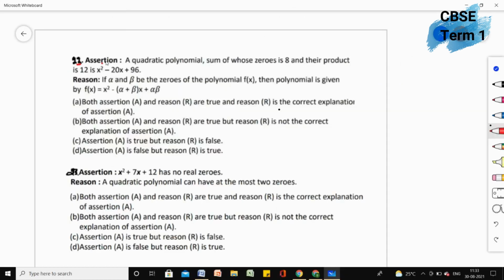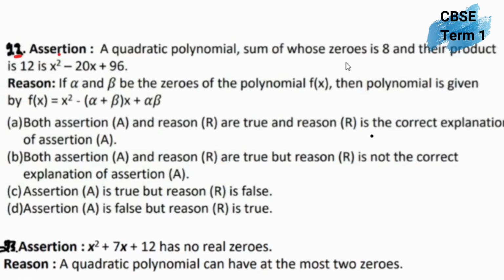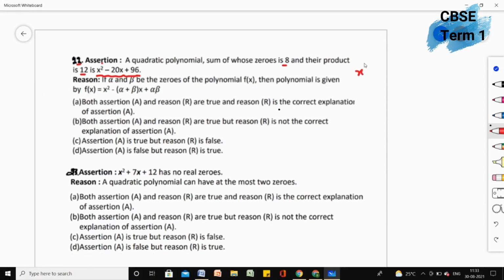22nd question, assertion. A quadratic polynomial, sum of whose zeros is 8 and the product is 12, is x square minus 20x plus 96. We know the quadratic polynomial formula: x square minus x into sum of zeros plus product. In the question they have given directly the sum and product. Sum is 8 and product is 12. So x square minus x into 8 plus product is 12.